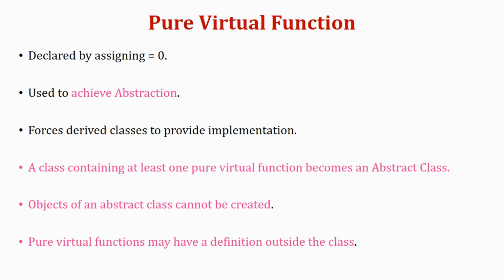Some points to remember in the pure virtual function. Here it is declared by assigning 0, it is used to achieve abstraction. It forces the derived class to provide the implementation. A class containing at least one pure virtual function becomes an abstract class. So here it's not possible to create an object from the abstract class. The pure virtual function may also be defined outside of the class.